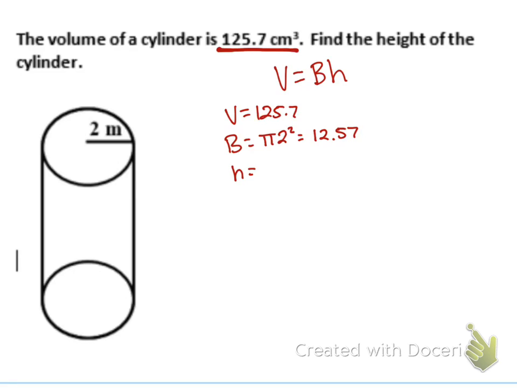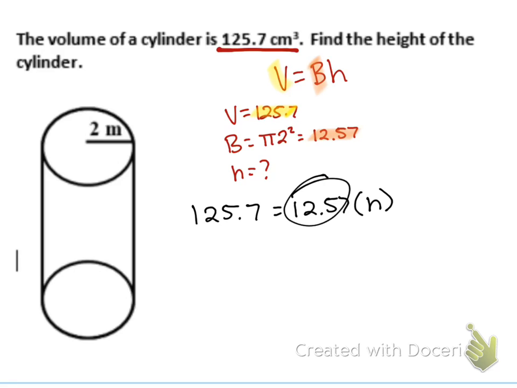Okay. And then we don't know what h is. We don't know what that is, but we can put this number into the V and this number into the B and try to find what h is. Okay. So if I put 125.7 is equal to 12.57 times h. Right, so I'm looking for a number. When I multiply this with some kind of number, I should get 125.7.